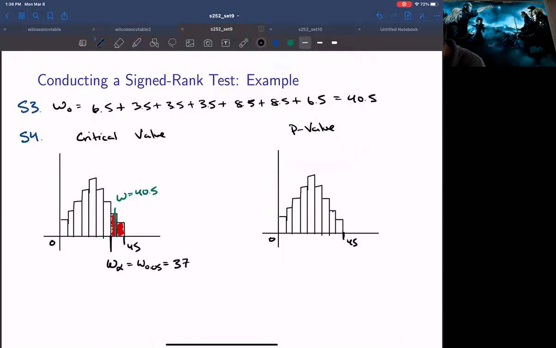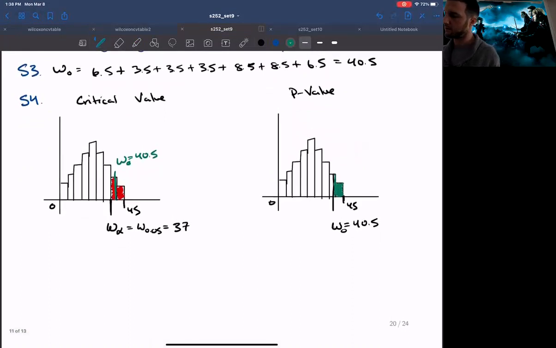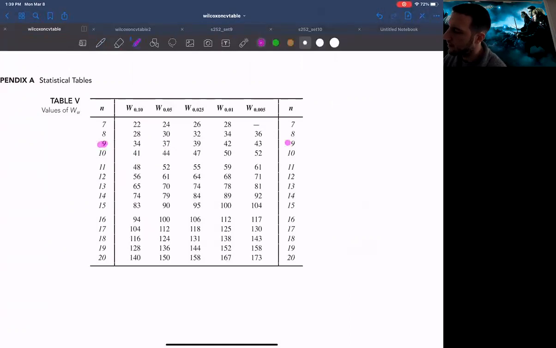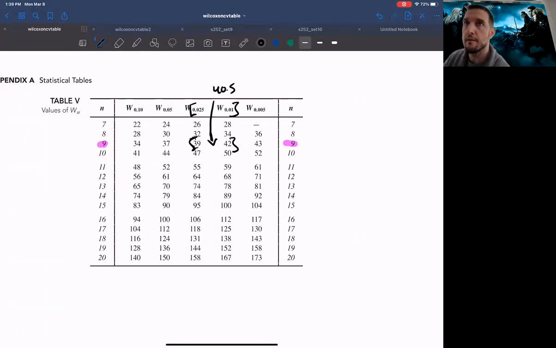Then if we take our p-value approach, okay, we start by marking down our test statistic. Okay, so here the p-value is equal to the probability that W exceeds 40.5. All right, so we go back to our Wilcoxon table. We have a sample size of 9. And we can see that 40.5 sits right here. So we are in between 39 and 42. So the p-value in this case is going to be between 0.025 and 0.01.